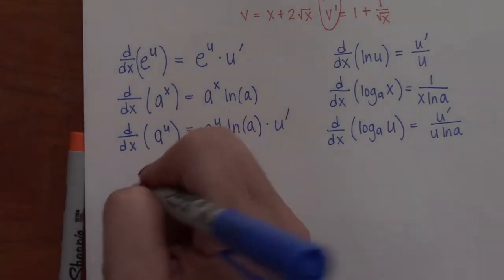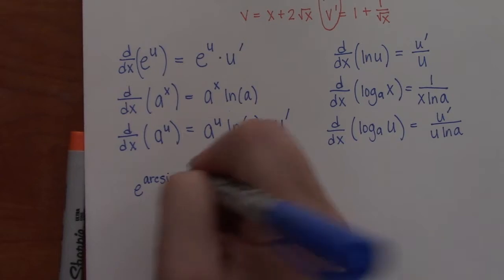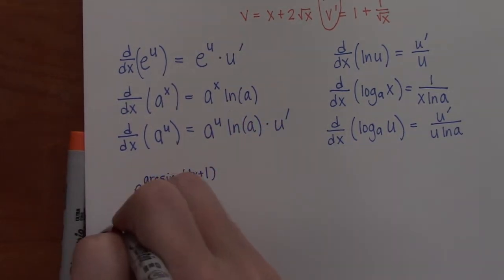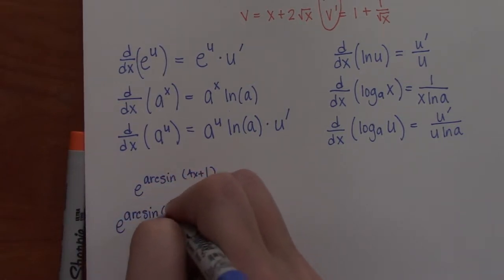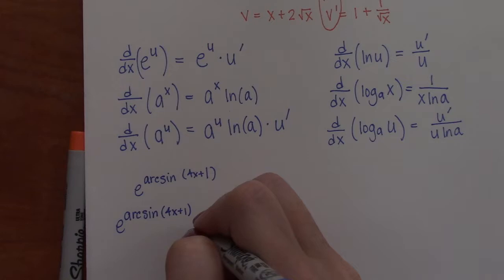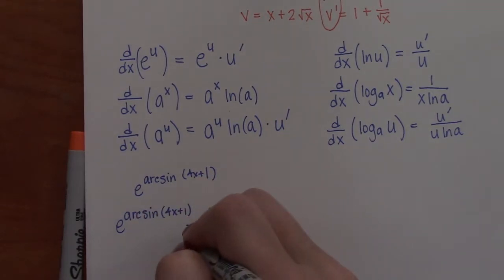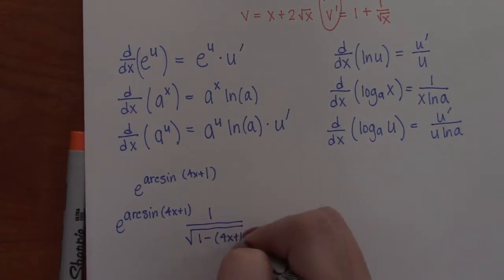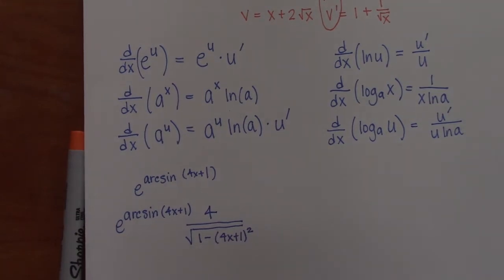And so the example over here was e to the arc sine of 4x plus 1. So the derivative was e to the u. You keep this the way it is, times the derivative of the inside, which was 1 over the square root of 1 minus this squared, and then we had to multiply times the derivative of the inside, so that's where the extra 4 came from.